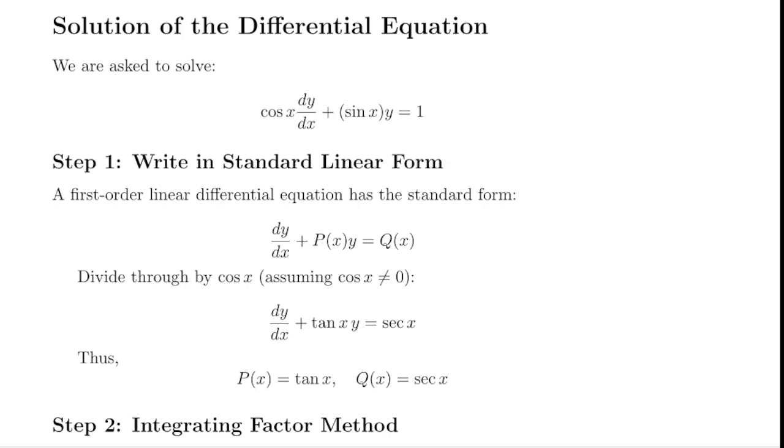In this video, we want to solve the differential equation cosine x times dy/dx plus sine of x times y equals 1. The standard form we want to write it in is dy/dx plus p of x times y equals q of x.